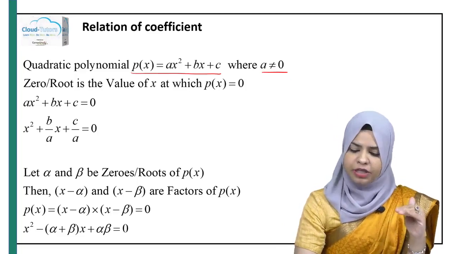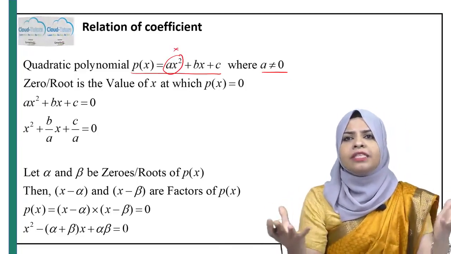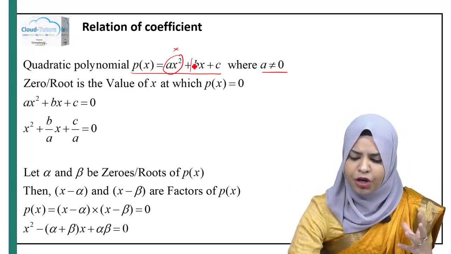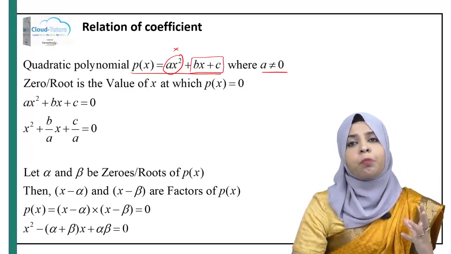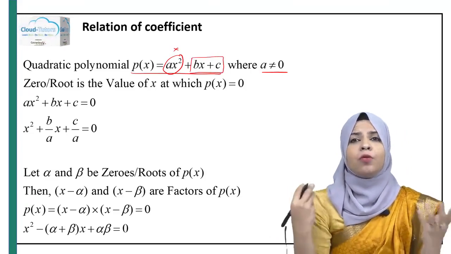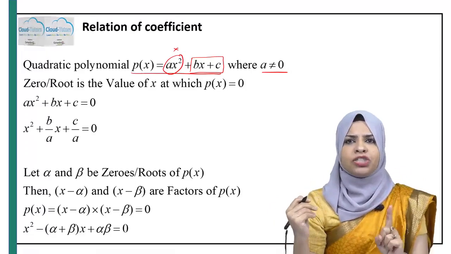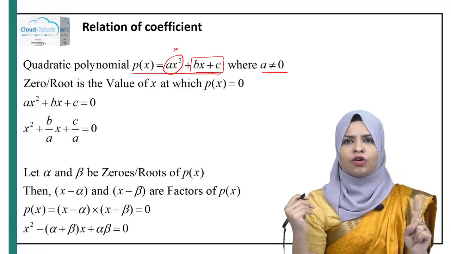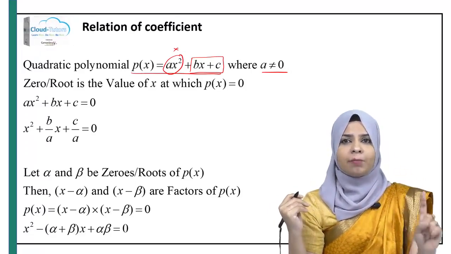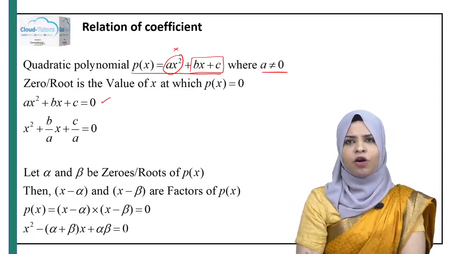When a becomes 0, this factor becomes 0. When this becomes 0, you are left with bx plus c. And what is bx plus c? It becomes a linear polynomial. So it's very important that you mention a is not equal to 0 for a quadratic polynomial. Alright, so this is the generic form.